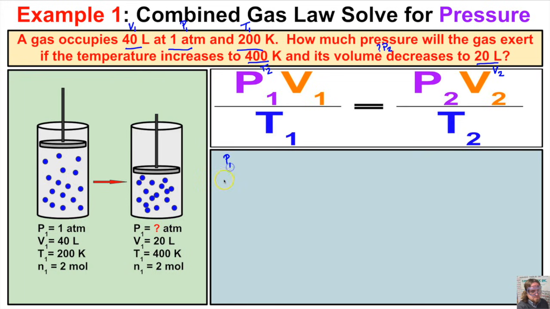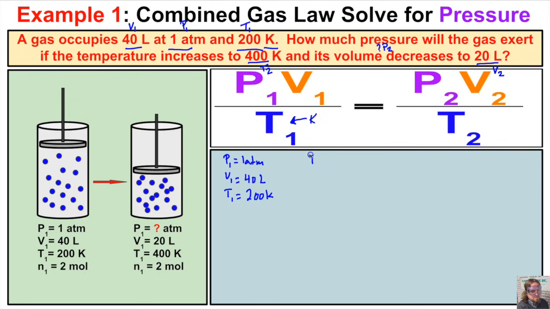We have P1, V1, and T1. If we take a look right here, the original pressure of this gas is going to be 1 atmosphere. The original volume of this gas is going to be 40 liters. And this is already in Kelvin. Remember, when we work with this, temperature always needs to be in Kelvin. If it's in degrees Celsius, we need to make that conversion, but this is in Kelvin already. This is 200 K.